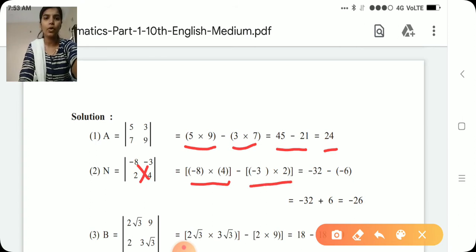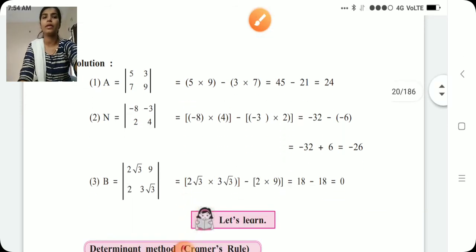Minus 8 into 4 is minus 32. Then minus 3 into 2 is minus 6. So minus minus becomes plus. That means minus 32 plus 6 is equal to minus 26. Understand? Then we will see the next example.